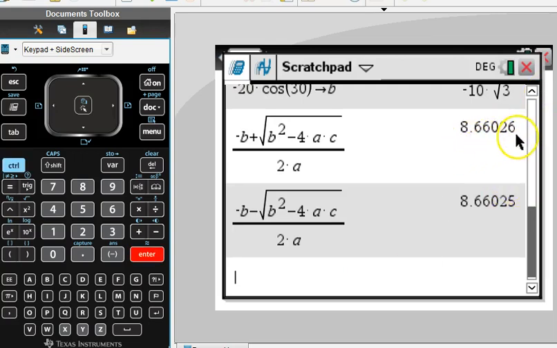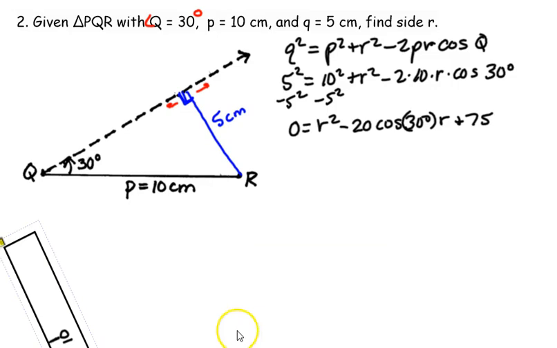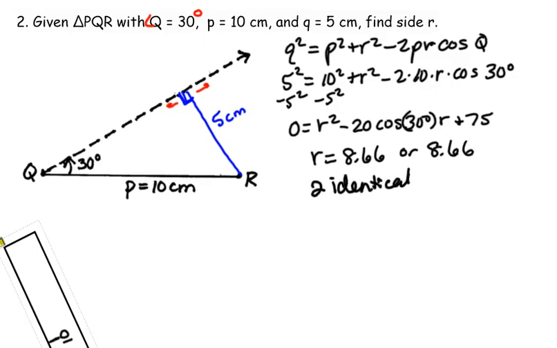Now, they're slightly different in the 5th decimal place, and this is a calculator rounding error, just a technology glitch that calculators have when they're dealing with large, complicated numbers. But this is supposed to be exactly the same number. So when we get a solution, r equals 8.66 or 8.66, when we have two identical positive solutions, that tells us we have one right triangle.